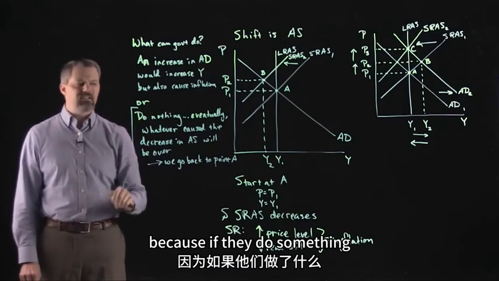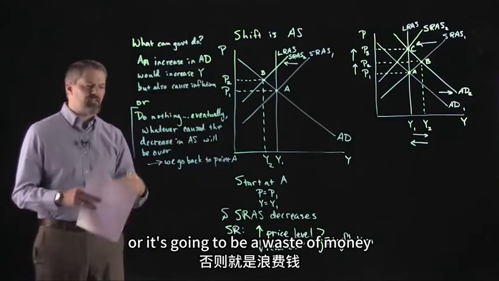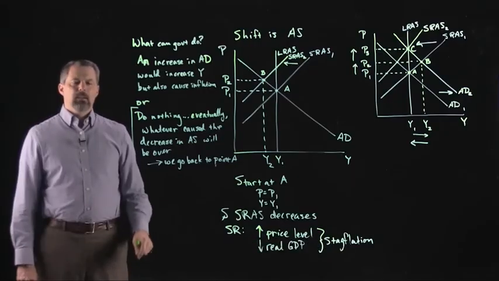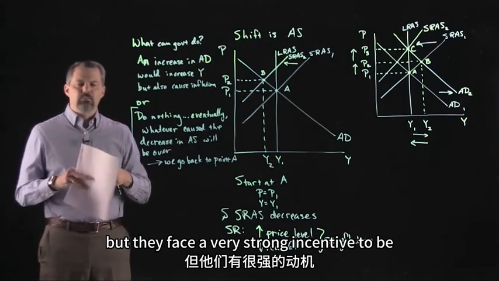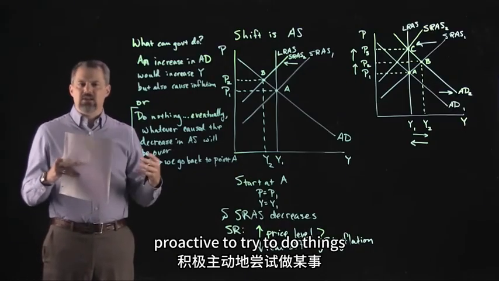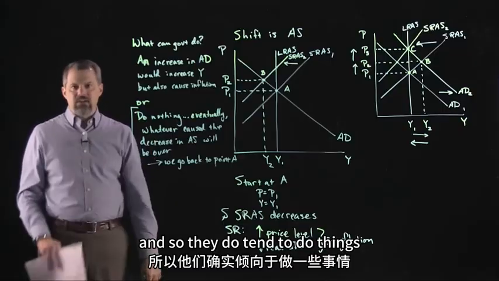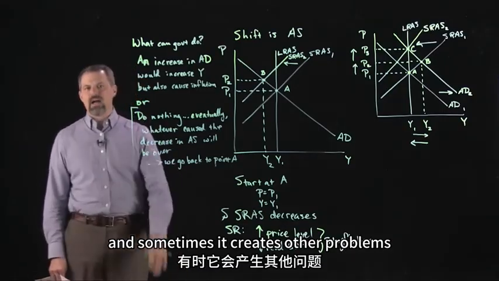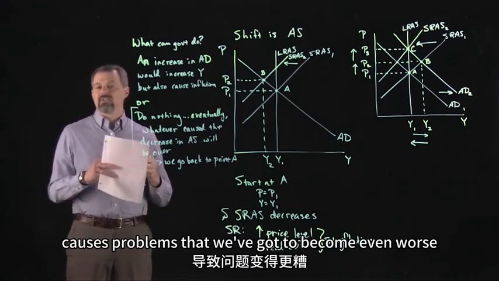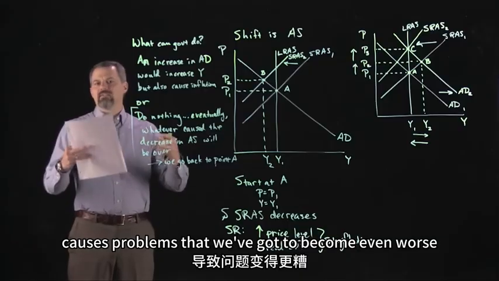Because if they do something, it's going to create a different problem, or it's going to be a waste of money. But they face a very strong incentive to be proactive, to try to do things. And so they do tend to do things. And sometimes it creates other problems. Sometimes it causes problems that become even worse.